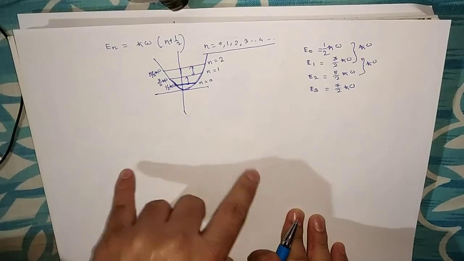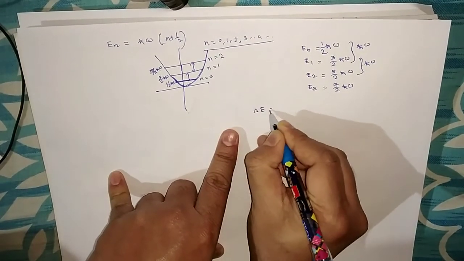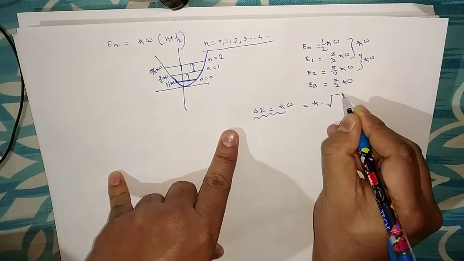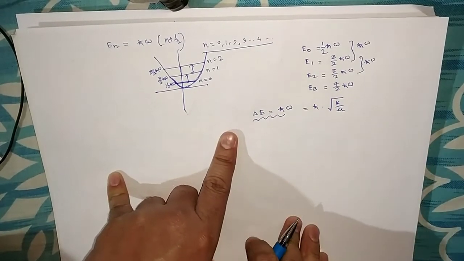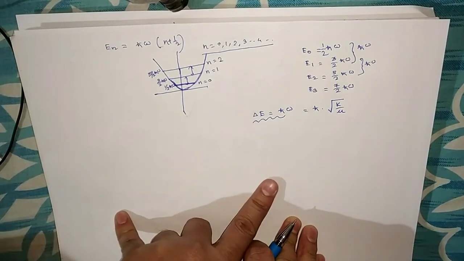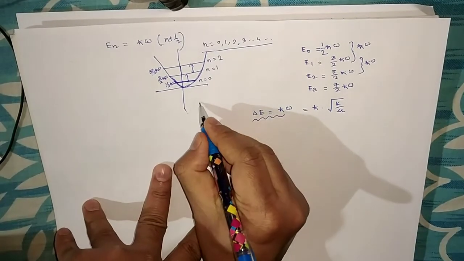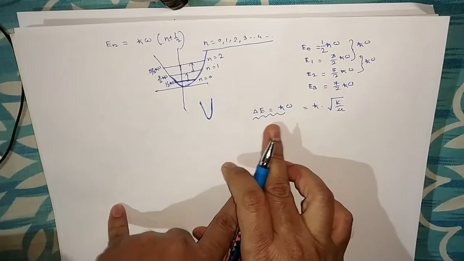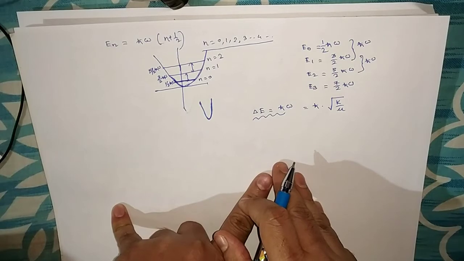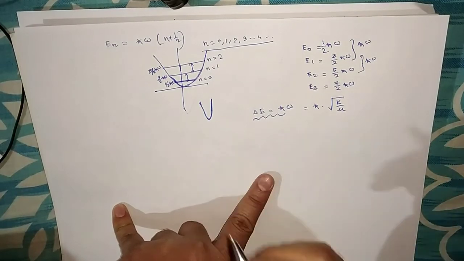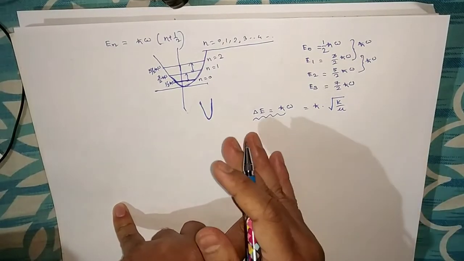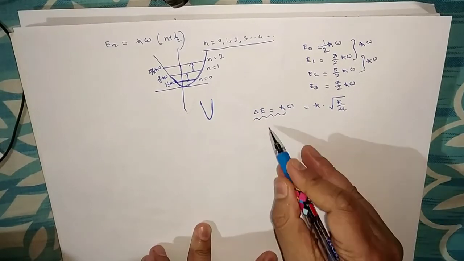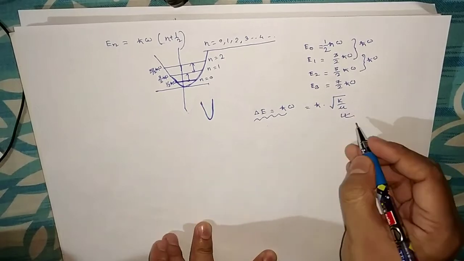In this case the energy gap ΔE is ħω, or we can say ħ times the square root of k by μ. As the value of k increases, that is, as the steepness of the parabola increases, the energy gap between two successive levels becomes higher. So the more the steepness of the system, the more quantum mechanical behavior there will be in the system. Another factor on which the energy gap depends is the reduced mass μ.